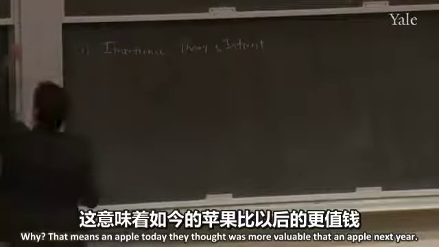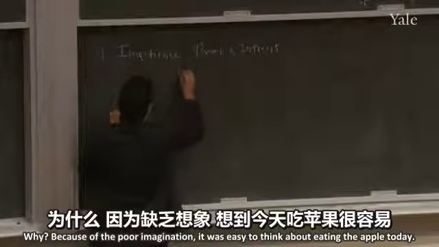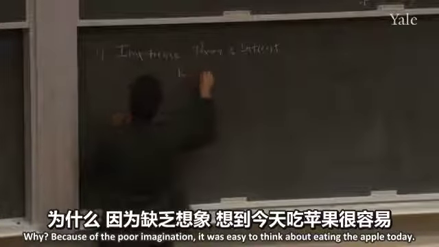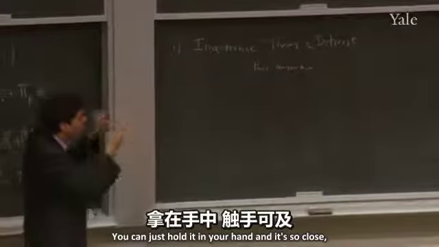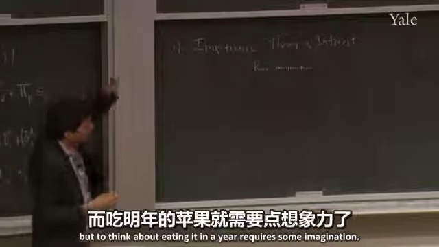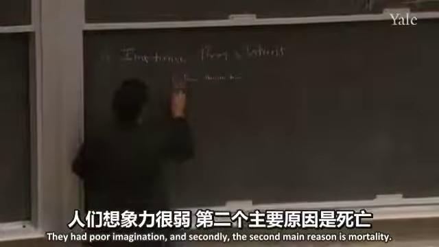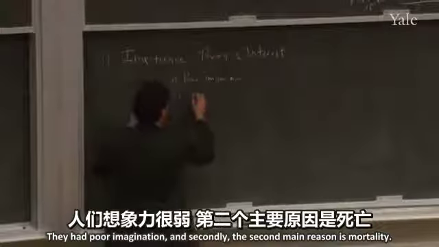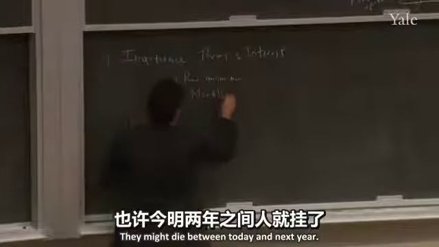That means an apple today, they thought, was more valuable than an apple next year. Why? Because of poor imagination. It was easy to think about eating the apple today. You can just hold it in your hand, and it's so close. But to think about eating it in a year requires some imagination. They had poor imagination. And secondly, the second main reason is mortality. They might die between today and next year.